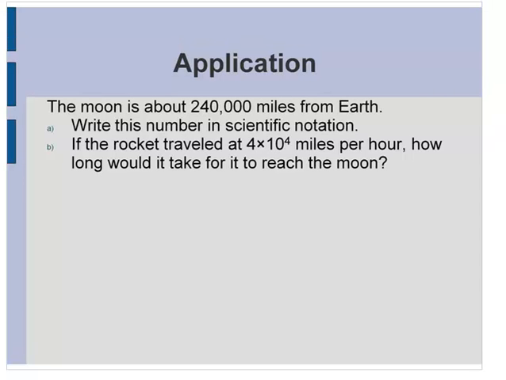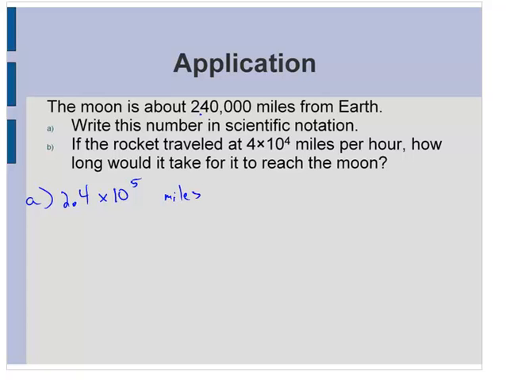All right, we'll finish off the section with an application. The moon is about 240,000 miles from Earth. Write this number in scientific notation. All right, well, that's not too difficult. 240,000, the decimal number would be 2.4, and I'd have to move the decimal 5 places. So it would be 2.4 times 10 to the 5th power. And again, that would be in miles.